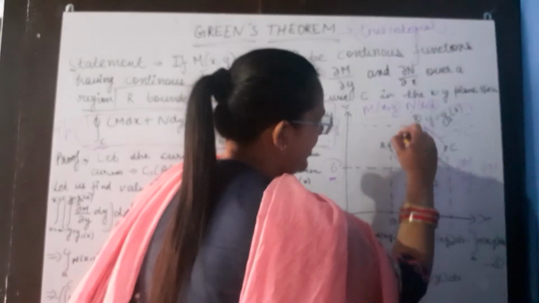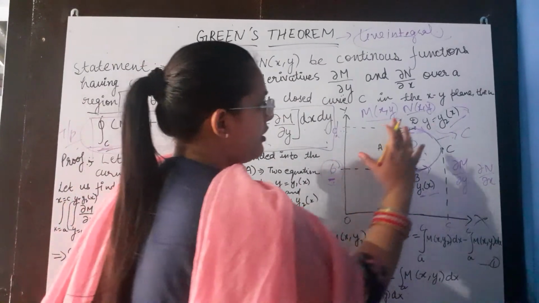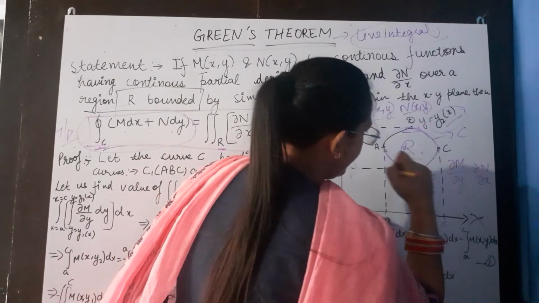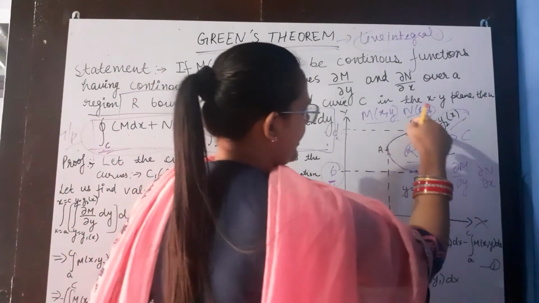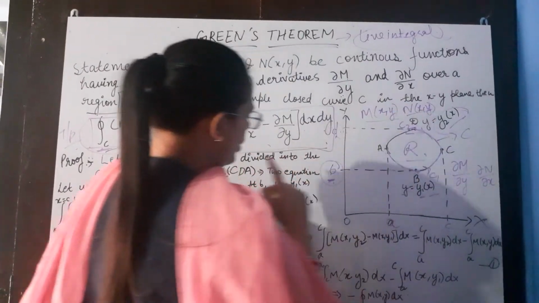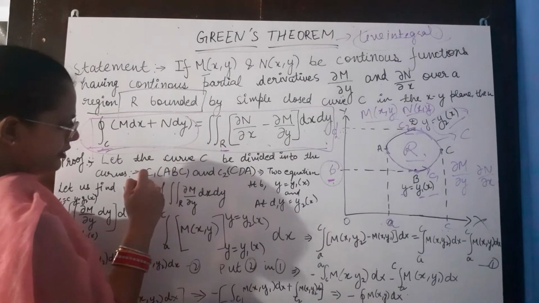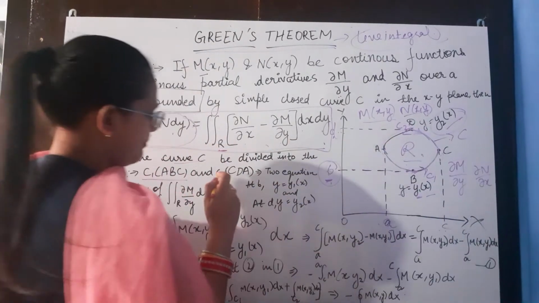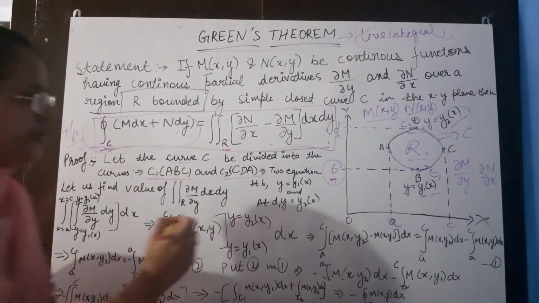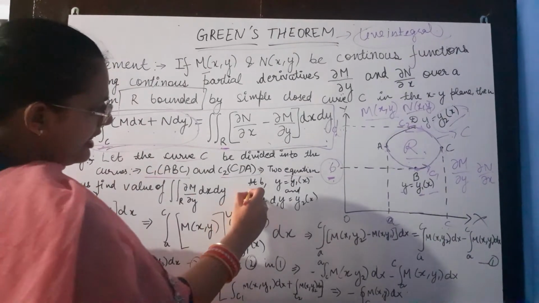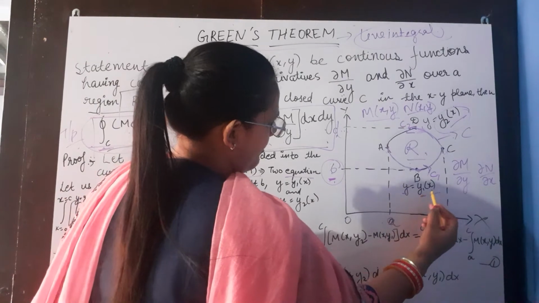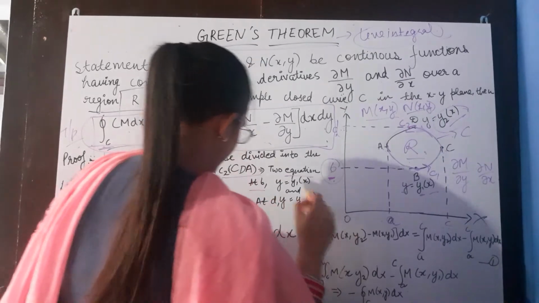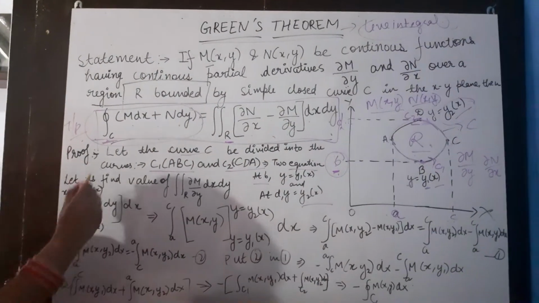Let us divide the curve C into two curves. One is A, B, C, that is C1. Another is C, D, A, that is C2. So we divide the curve C into two parts, C1 (ABC) and C2 (CDA). At B we have y equals y1(x) and at D we have y equals y2(x).